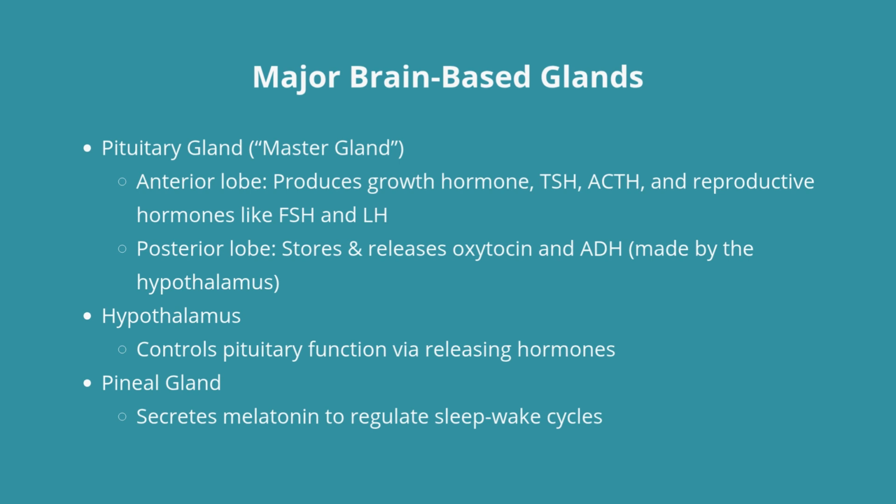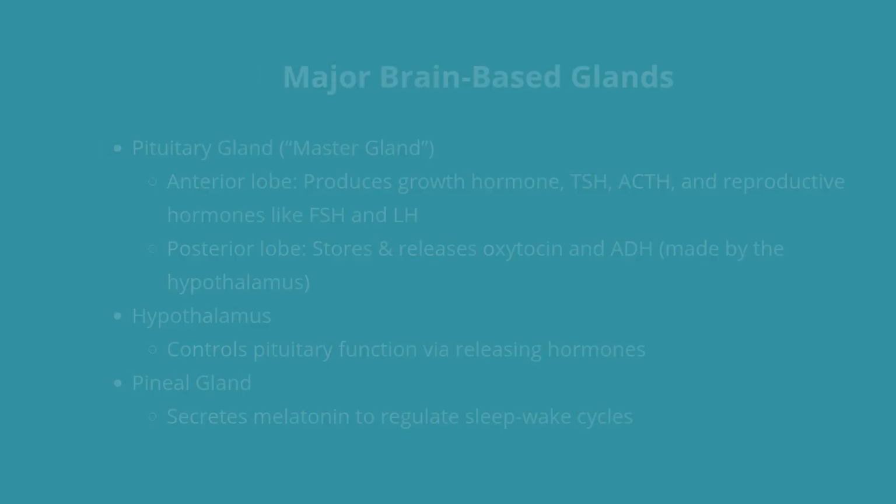At the top of the hierarchy is the pituitary gland, often called the master gland. It is attached to the hypothalamus, which controls it. The anterior pituitary produces several hormones, like the growth hormone, TSH, ACTH, and reproductive hormones like FSH and LH. The posterior pituitary stores and releases oxytocin and ADH, both made by the hypothalamus. The pineal gland secretes melatonin, which helps regulate our sleep-wake cycle.